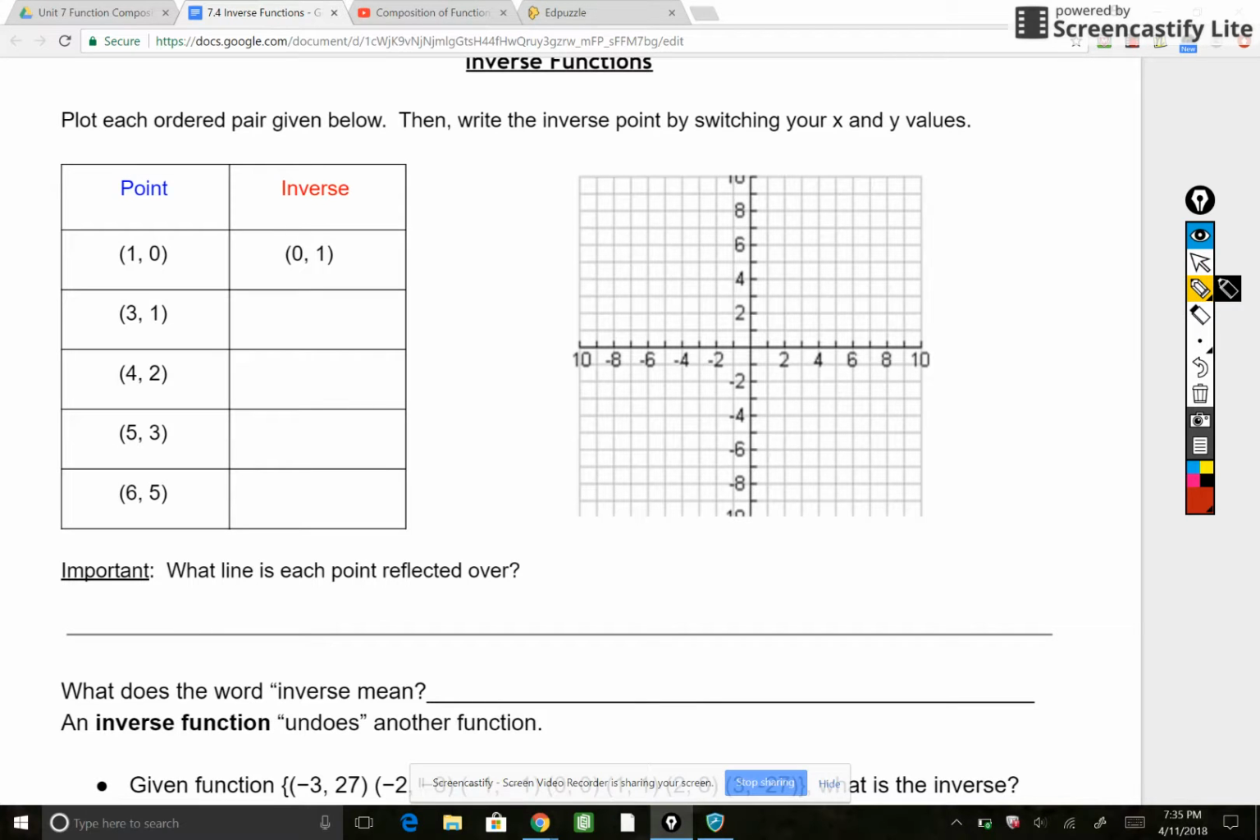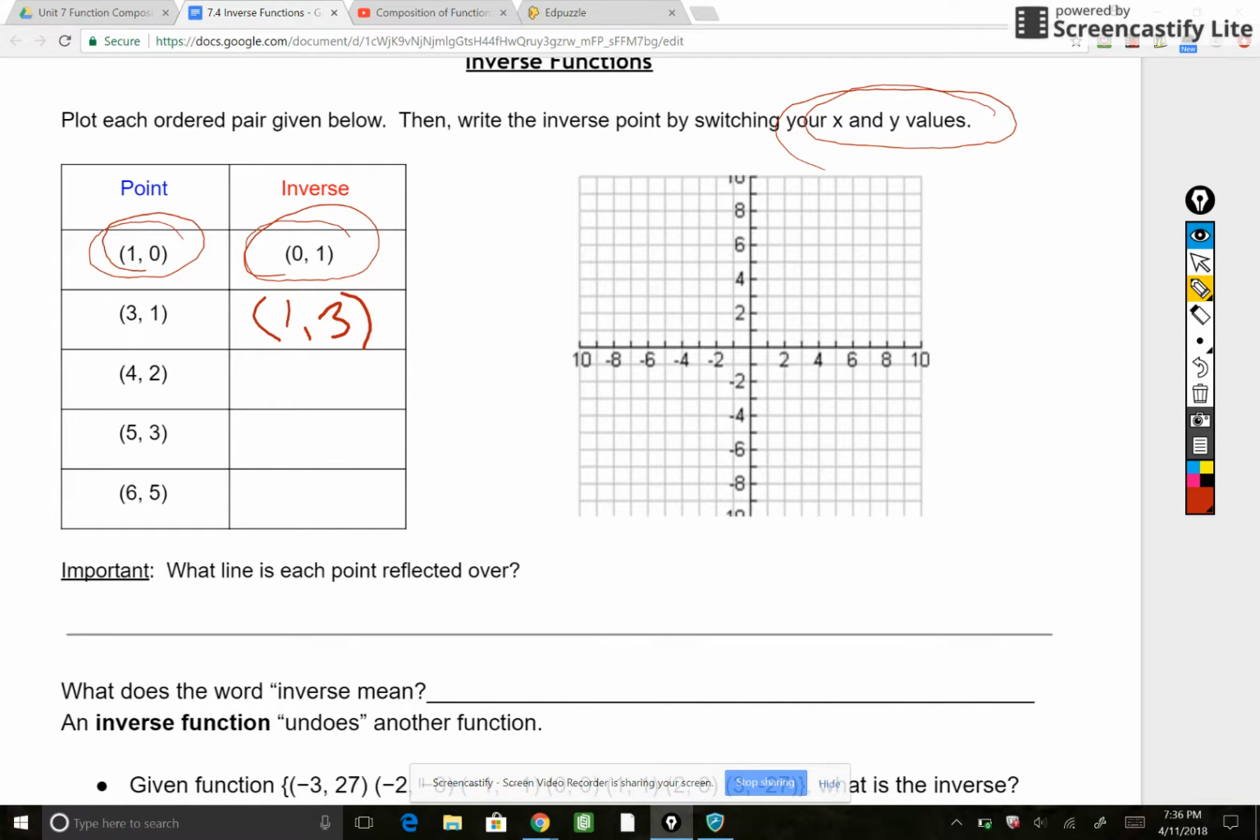All right, folks, so we're going to be talking about inverse functions today. So the first thing we're going to go over is just in general what inverse functions are. An inverse function is what happens when you switch your x and y values. We're going to start real basic with just points. If I have the point (1, 0), the inverse would be (0, 1). You're literally just flip-flopping your x and y values. For the next one, if the point's (3, 1), the inverse point would be (1, 3).